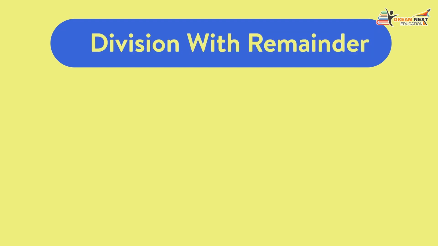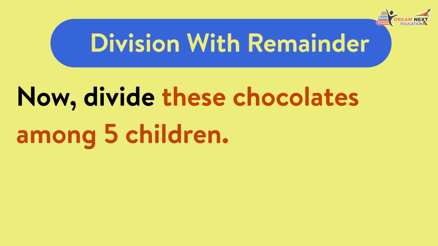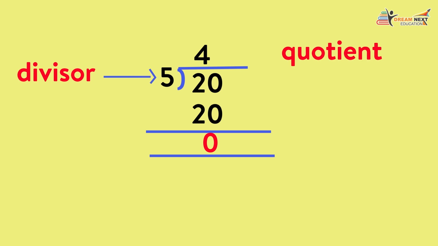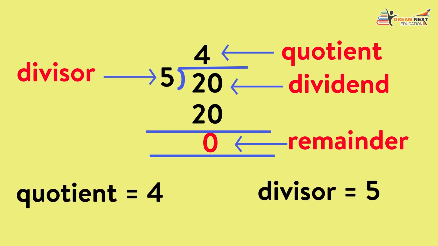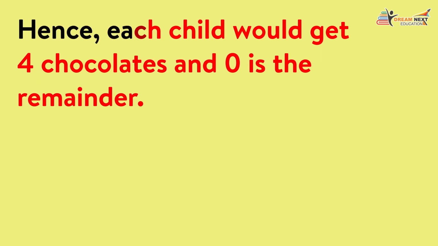Division with remainder. Suppose that there are 20 chocolates. Now divide these chocolates among 5 children. How many chocolates would each child get? 5 divisor, 4 quotient, 20 dividend, 0 remainder. Quotient is equal to 4. Divisor is equal to 5. Dividend is equal to 20. Remainder is equal to 0. Hence, each child would get 4 chocolates and 0 is the remainder.